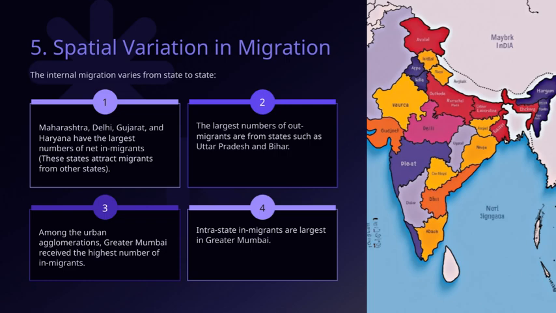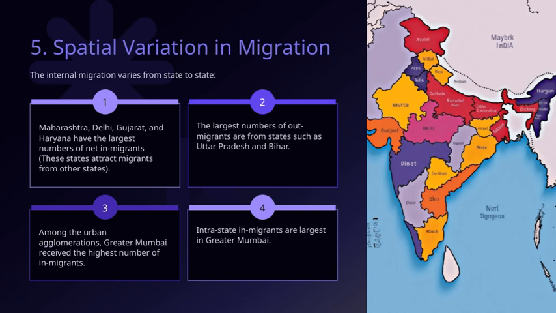Let's take a closer look at the spatial variation in migration across different states. Intrastate migrants are most prominent in Greater Mumbai, highlighting its role as a major urban hub attracting people from within the state. On the other hand, when we look at out-migrants, states like Uttar Pradesh and Bihar top the list, sending the highest numbers of people to other regions.